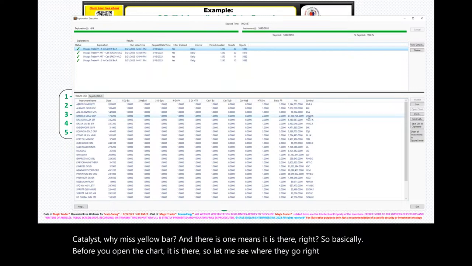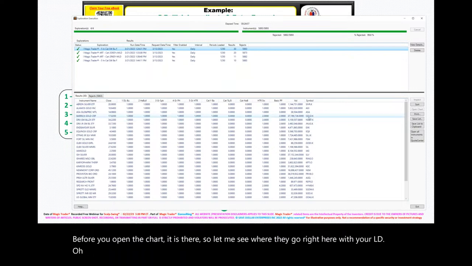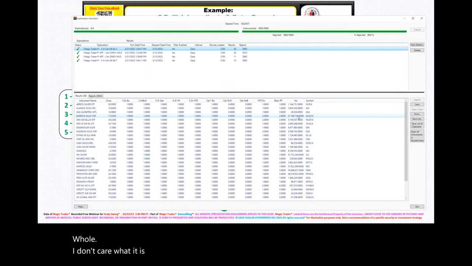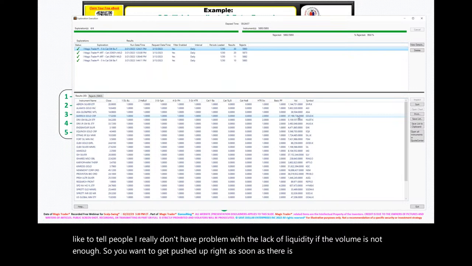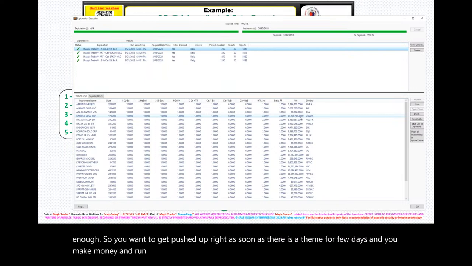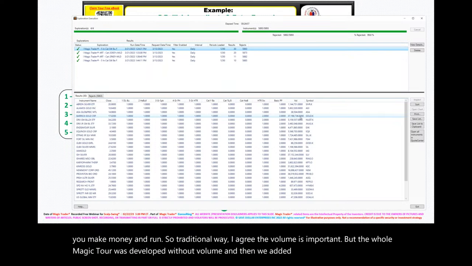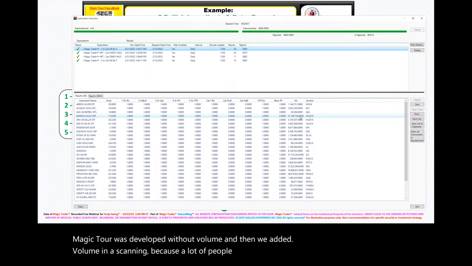Right here, your LD. So I don't care what it is. I come from traditional work, but sometimes in my room, I like to tell people I really don't have a problem with the lack of liquidity if the volume is not enough. So you want to get pushed up, right? As soon as there is a theme for a few days, you make money and run. The traditional way, I agree that volume is important, but the whole magic curve was developed without volume. And then we added volume in a scanning because a lot of people follow it, right?